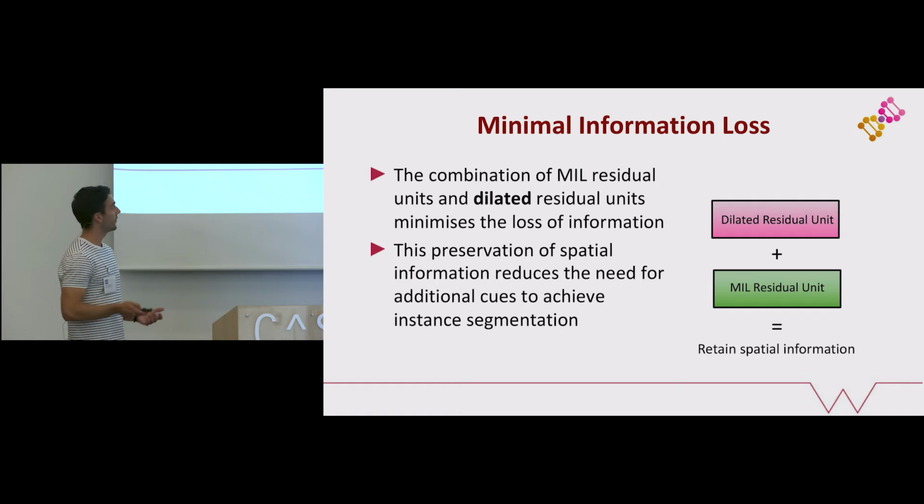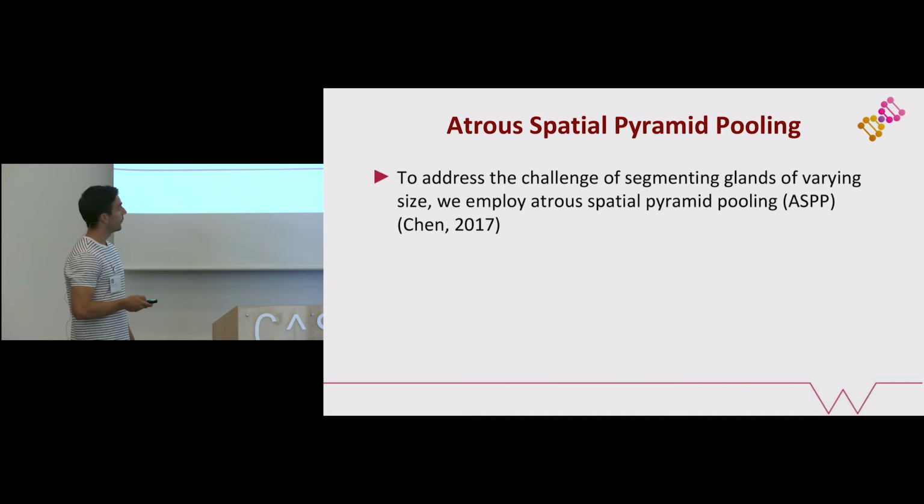Then this combination of the MIL units and the dilated residual units can help to reduce the amount of spatial information that is lost, and therefore it negates the need to introduce additional cues to perform instance segmentation. Atrous spatial pyramid pooling is mainly used to aggregate multi-scale information, so it performs a successful segmentation for glands of varying size.